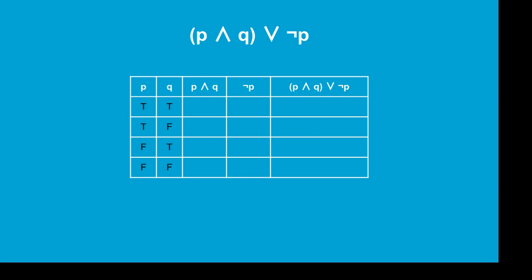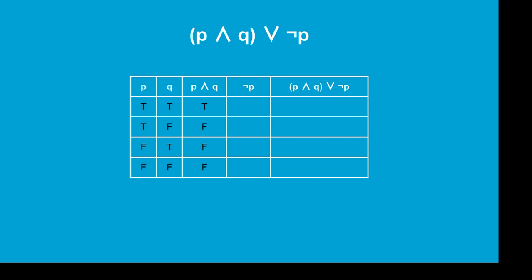And so what do I do first? Checking if P and Q. That's right, because that's in parentheses, so I do that first. So here's my truth table setup, which is always the same way. So P and Q, I do first. And what am I going to have here for P and Q? True, false, false, false. Does everybody get that?